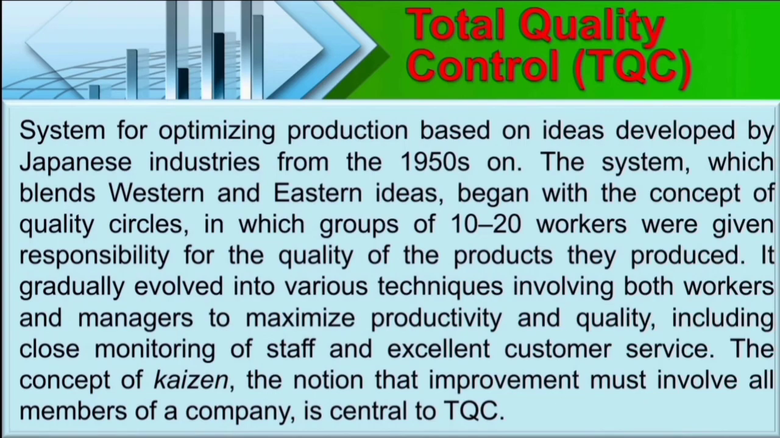Total Quality Control, TQC. A system for optimizing production based on ideas developed by Japanese industry from the 1950s on. The system, which blends Western and Eastern ideas, began with the concept of quality circles, in which groups of 10 to 20 workers were given responsibility for the quality of the products they produced. It gradually evolved into various techniques involving both workers and managers to maximize productivity and quality, including close monitoring of staff and excellent customer service. The concept of Kaizen, the notion that improvement must involve all members of a company, is central to TQC.